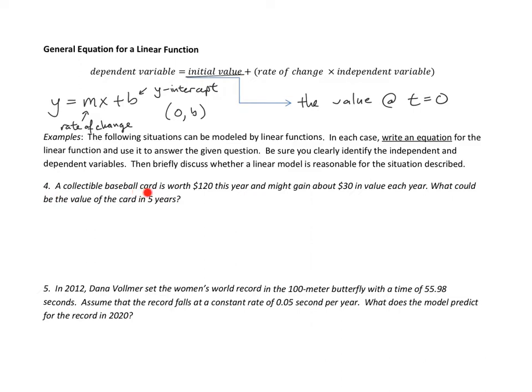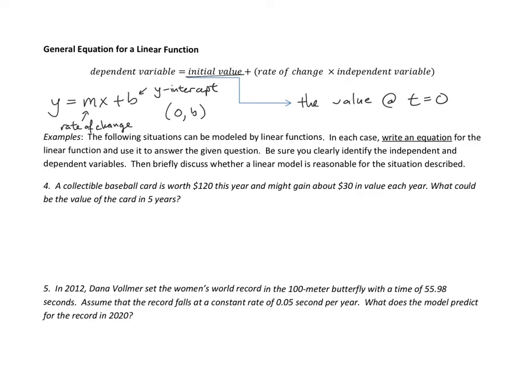A collectible baseball card is worth $120 this year and might gain about $30 in value each year. What could the value of the card be in 5 years? So the first thing we want to do is come up with some variables. The most common variables that we use are x and y, like we used up here. But in the real world, you may want to pick letters that are more descriptive of the variables you're working with in words.